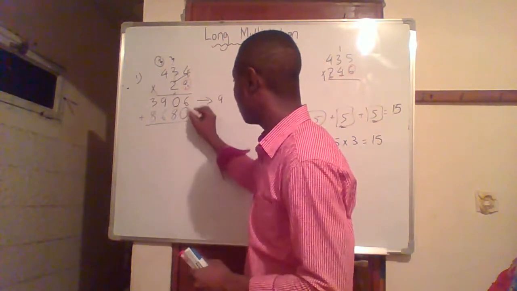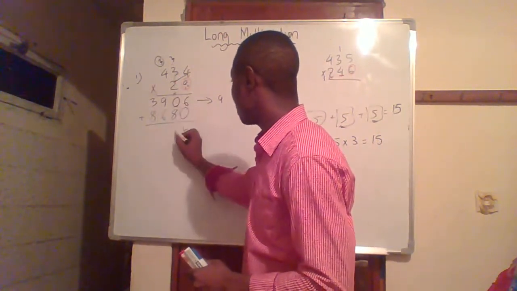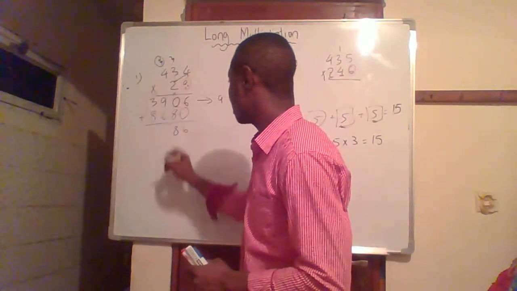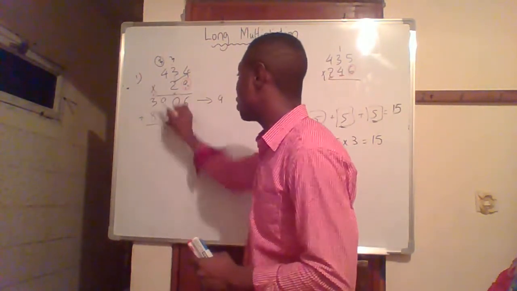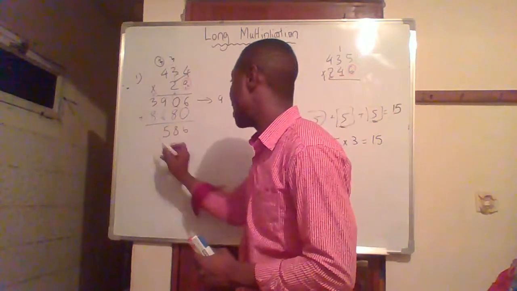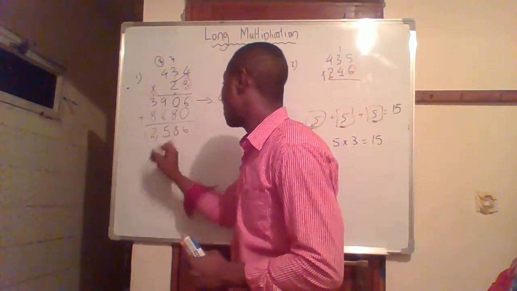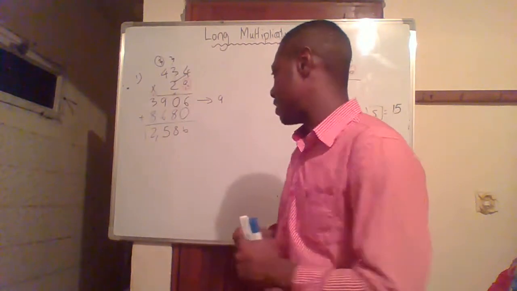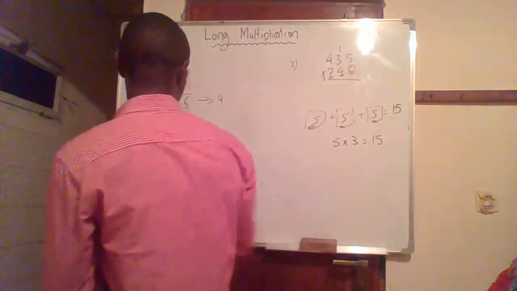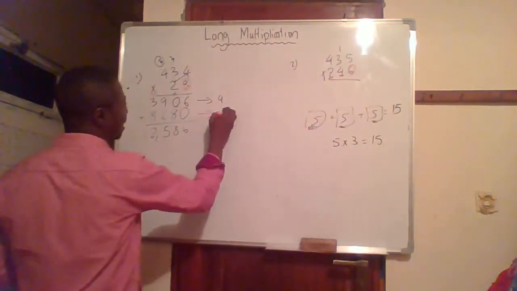So I'll have 0 plus 6, which is 6. 8 plus 0, it's 8. 6 plus 9 is 15. And I'm going to write the 5 here and carry 1 there, which is 1 plus 3 is 4. 4 plus 8, it's 12. My answer is 12,586. I'm done multiplying. Remember that in this step I multiplied 2.